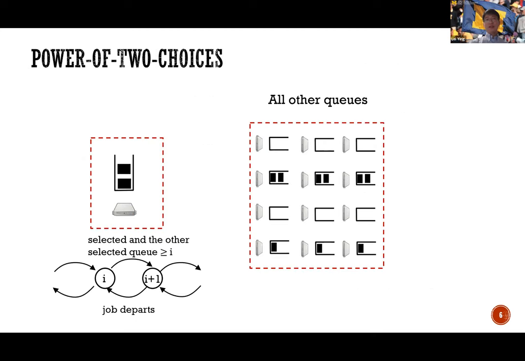So one idea is the mean field analysis. The mean field analysis starts with the following chain of thought. Let's focus on a single queue, a single server in this N server system. If we look at this single server, single queue, it's a simple birth-death Markov chain. Queue length increases by one when there's an arrival, and decreases by one if there's a departure.